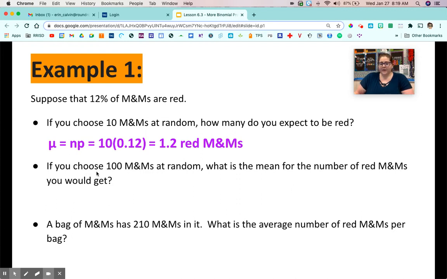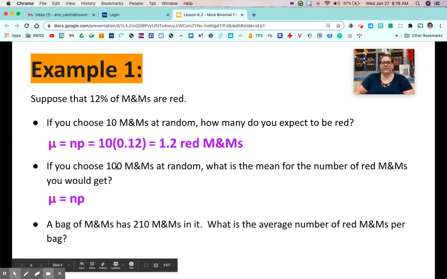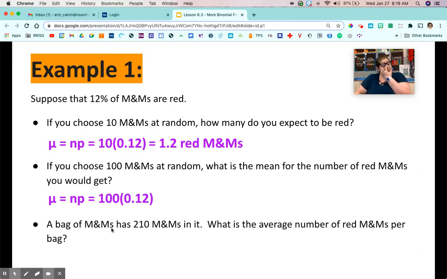If we choose 100 M&Ms at random, what's the mean for the number of red M&Ms you would get? Same question, I just worded it a different way. Expected value and mean are the same thing. So again, there's our formula. This time n is 100 because we're choosing 100 M&Ms, but p is still 12% because we're still talking about red M&Ms. So 100 times 0.12 is 12. If I choose 100 M&Ms, I would expect 12 of them to be red.